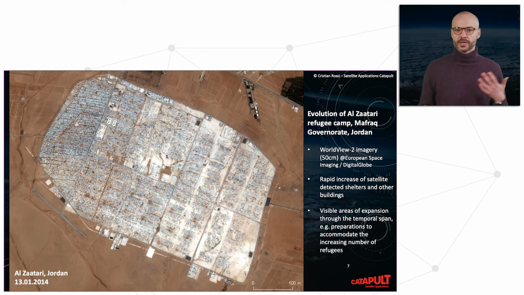So we can see a visible area of expansion. This is particularly important, clearly, for planning, to understand, for example, preparation to accommodate the number of refugees. This is done simply by inspecting that area in high resolution with optical data.